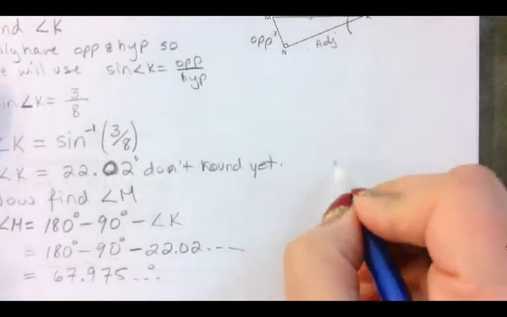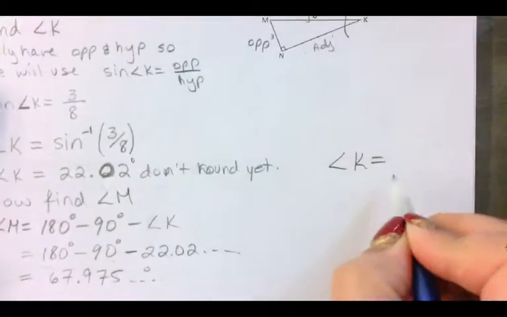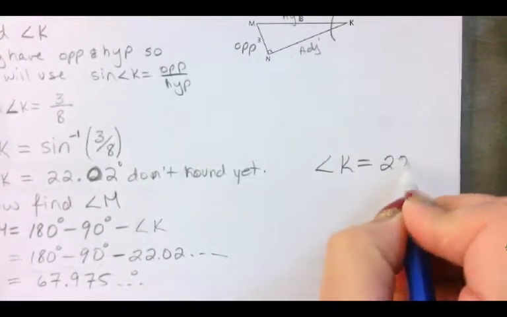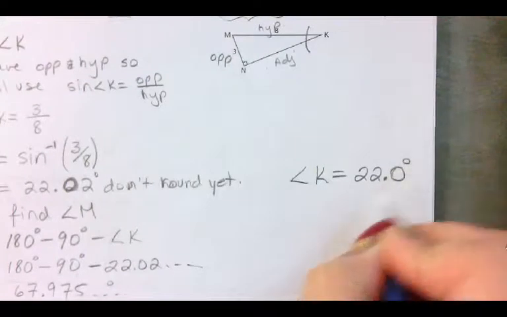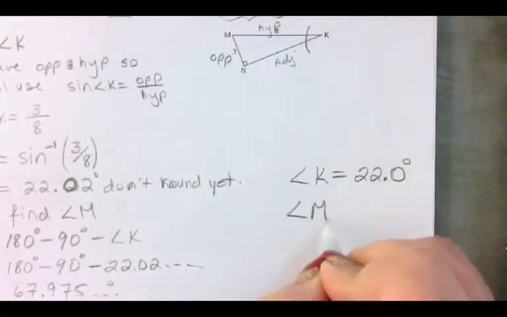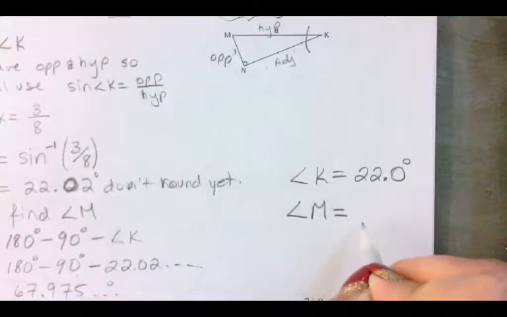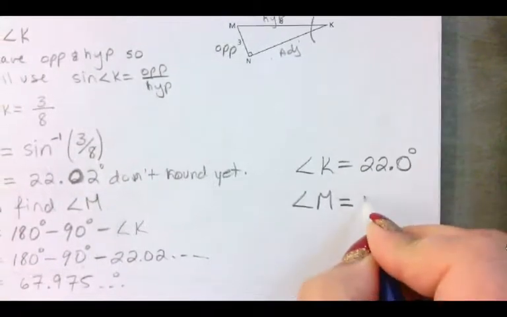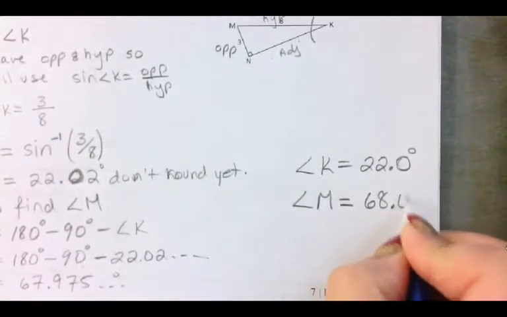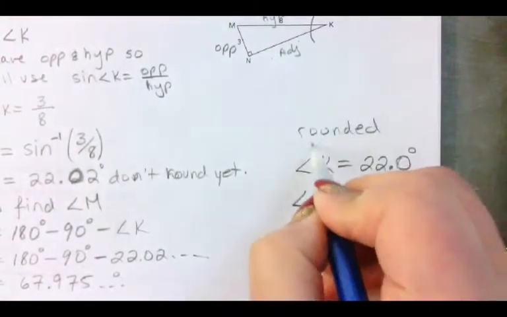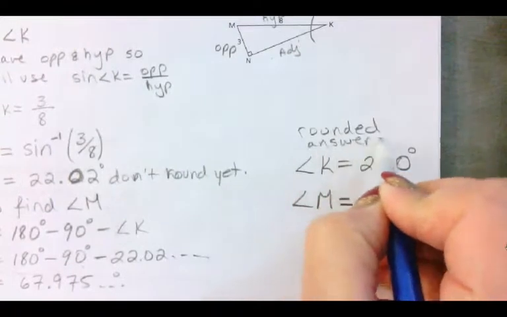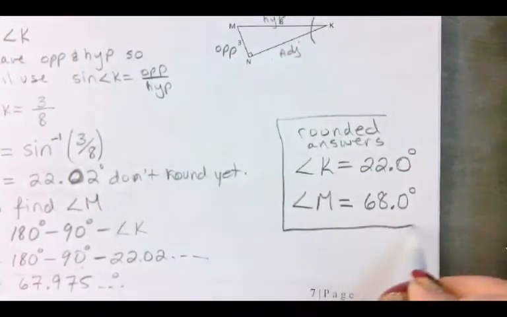So now let's give our rounded answers. So angle K is going to be 22.0 degrees to the nearest tenth of a degree, and angle M is equal to 68.0 degrees. So this is now our rounded answers. Okay?